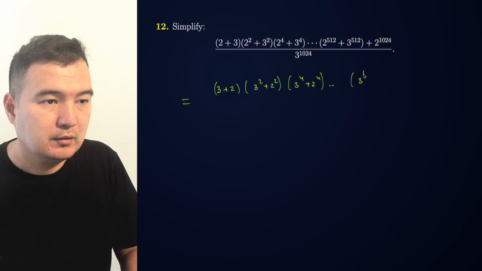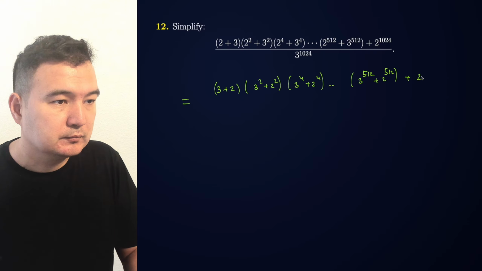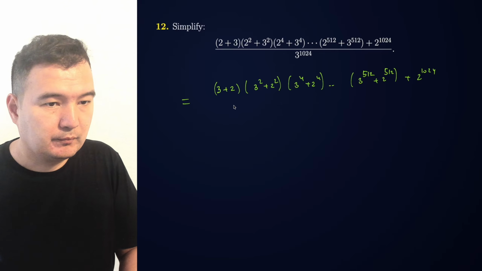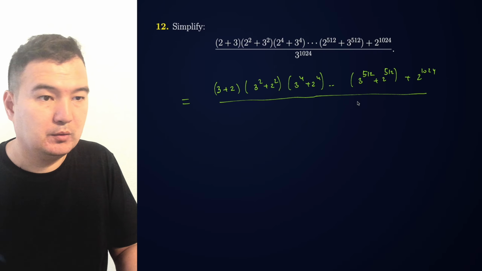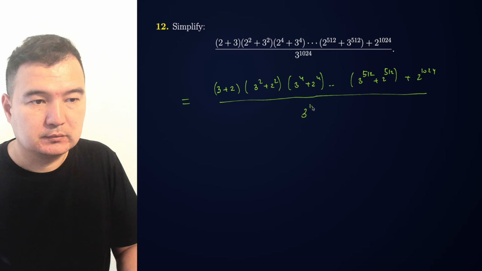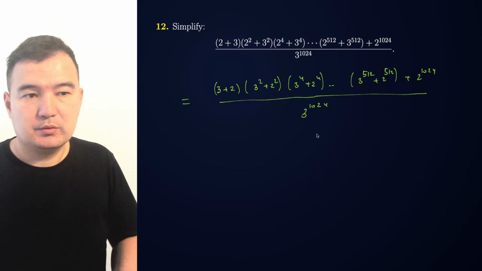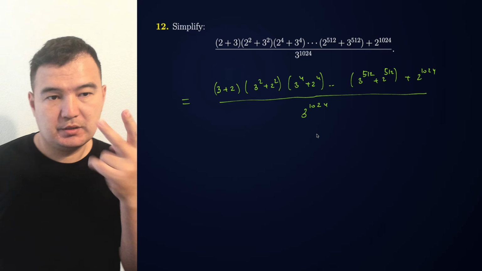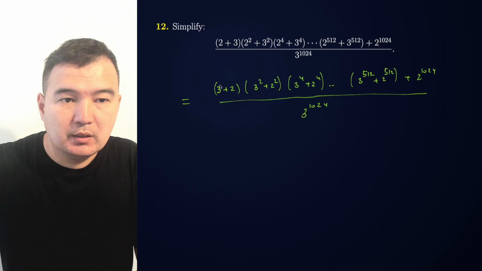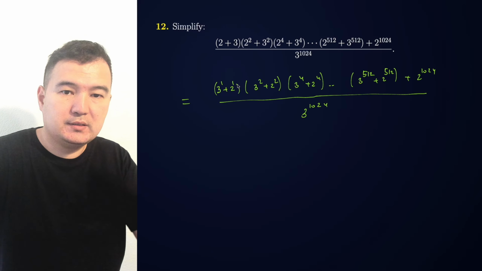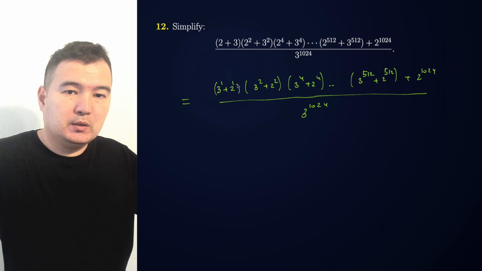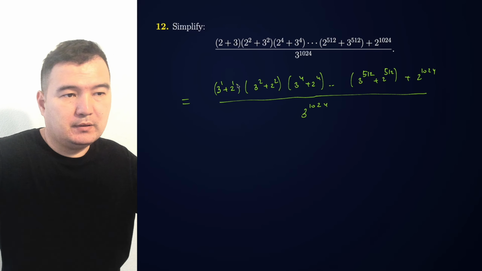Up to (3 to the power 512 plus 2 to the power 512), over 3 to the power 1024 minus 2 to the power 1024. So that's just like I switched the places. As you can see, the powers are powers of 2: 1, 2, 4, 16, 32, 128, 256, and 512.